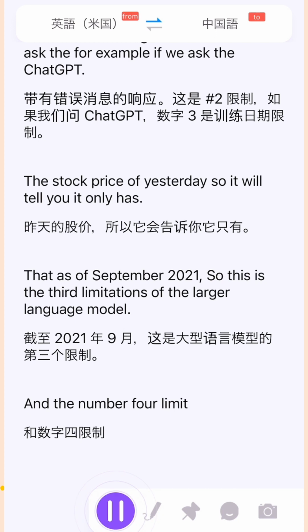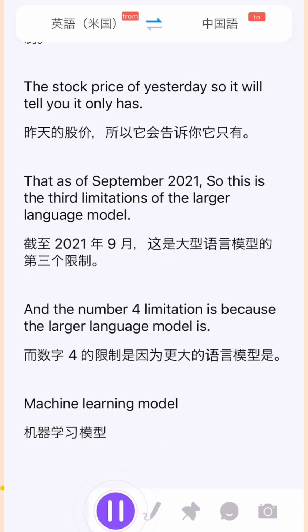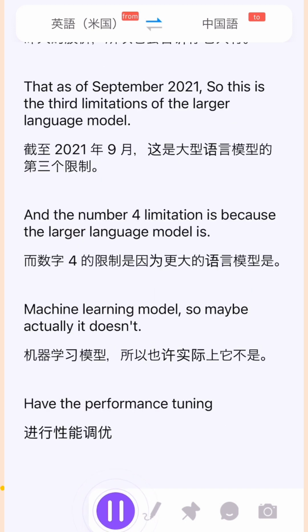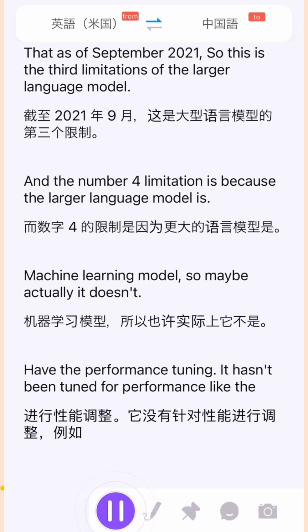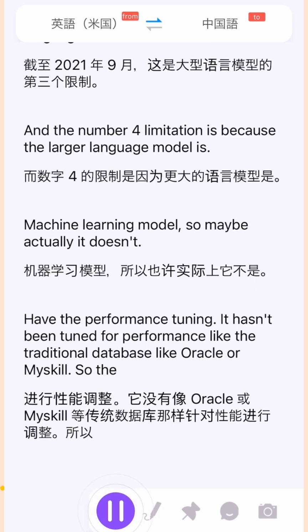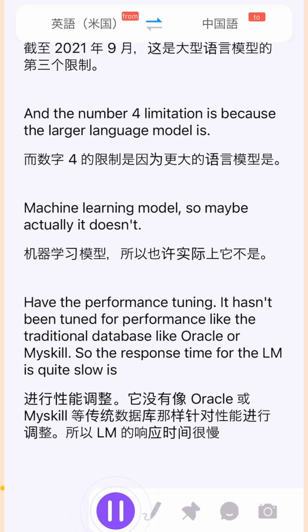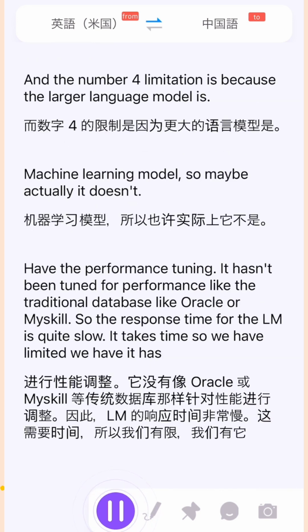And the number four limitation is that the large language model is a machine learning model, so it hasn't been tuned for performance like a traditional database such as Oracle or MySQL. So the response time for the LLM is quite slow. It takes time.